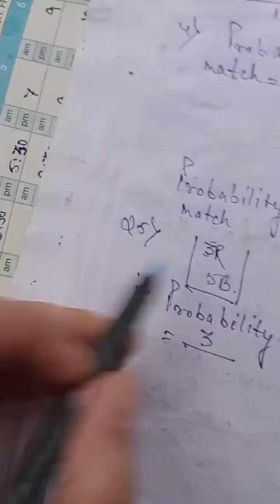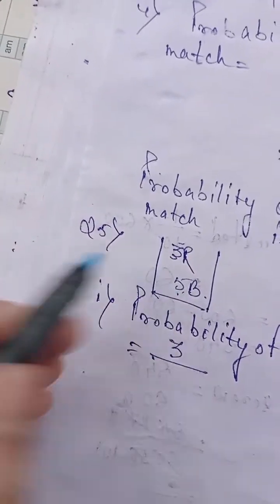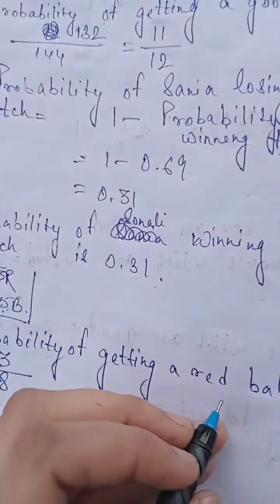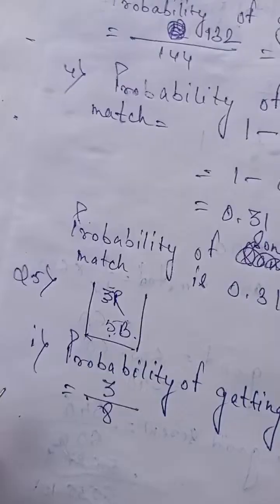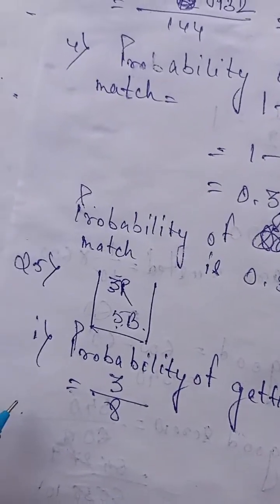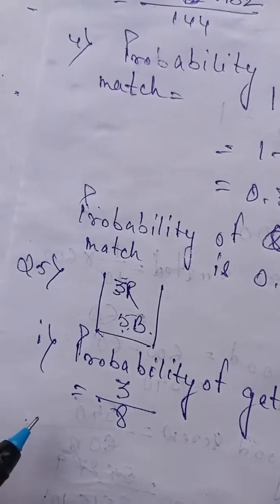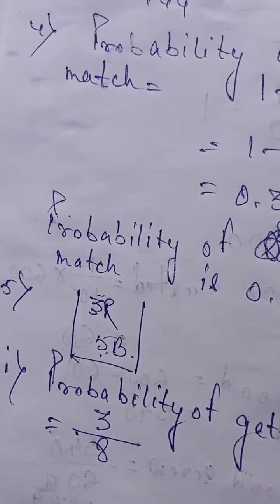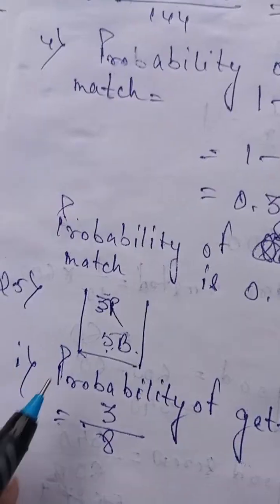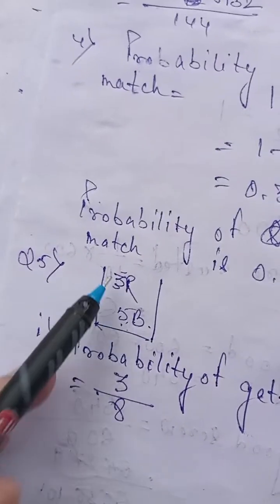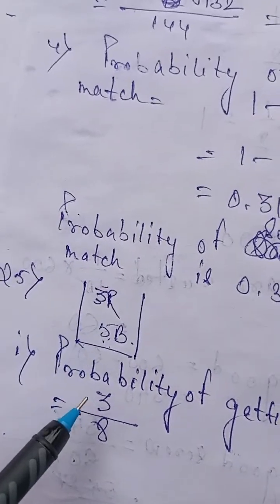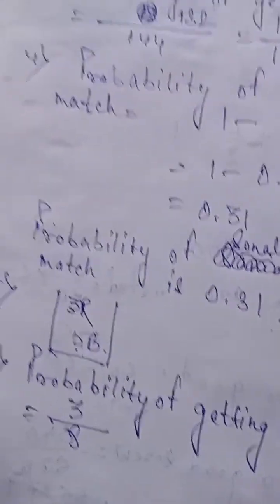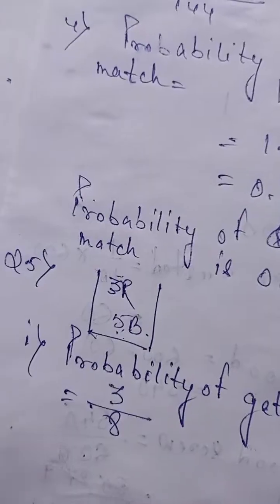So how many total balls are there? 3 plus 5, that is 8. So the total number of possible outcomes is 8. What is the probability of getting a red ball? That is the number of favorable outcomes to get a red ball by the total number of outcomes. The total number of outcomes is 8, that is 5 plus 3, and the number of favorable outcomes to get a red ball is 3. So that is 3 by 8.